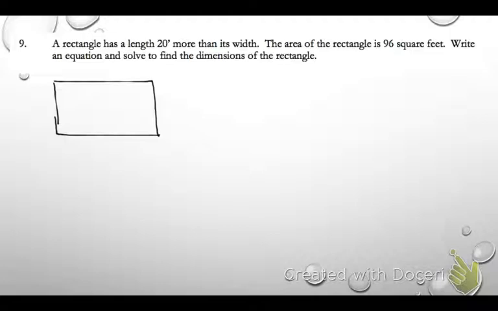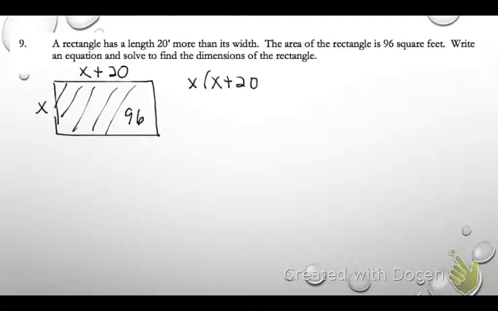So the length is 20 feet more than its width. So let's let the width be x, and then let's let the length be x plus 20. And then together it says the area of the entire rectangle is 96 feet squared. Well, if you remember with a rectangle, length times width will equal the area. So we'll take x, which represents the width, times x plus 20, which represents the length, and we'll set that equal to 96. Now to find the dimensions of the rectangle, we need to solve for x, which is the width, and then we can find the length.